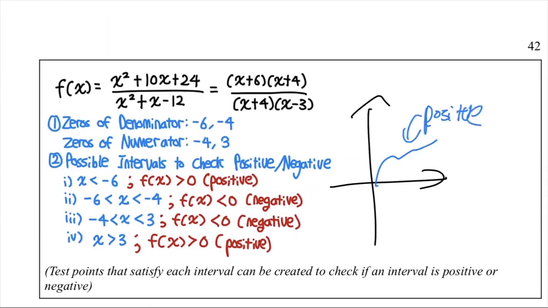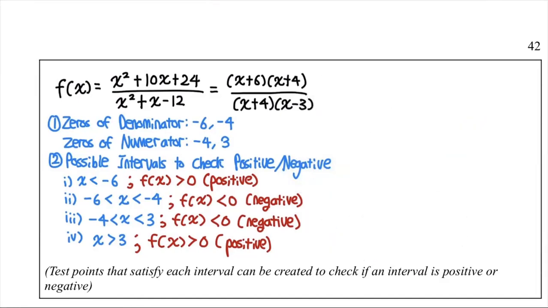If a function is below the x-axis, that region is negative. So the best way to determine if a function is above or below the x-axis is through this method. First, you're going to find the zeros of the denominator and the zeros of the numerator. So we found that as -6, -4, and -4, 3. These are essentially our hints of possible intervals where the function switches from negative to positive or vice versa.